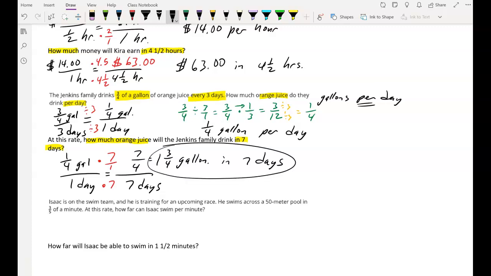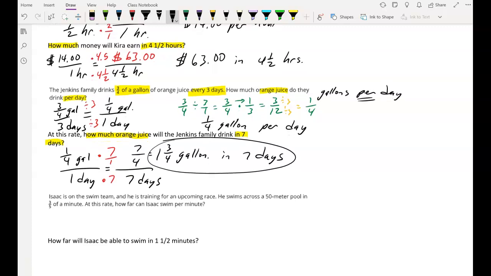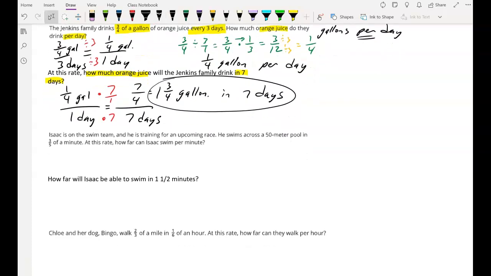There we go. See how easy it is? We find the unit rate, then we use the unit rate to answer the next question.